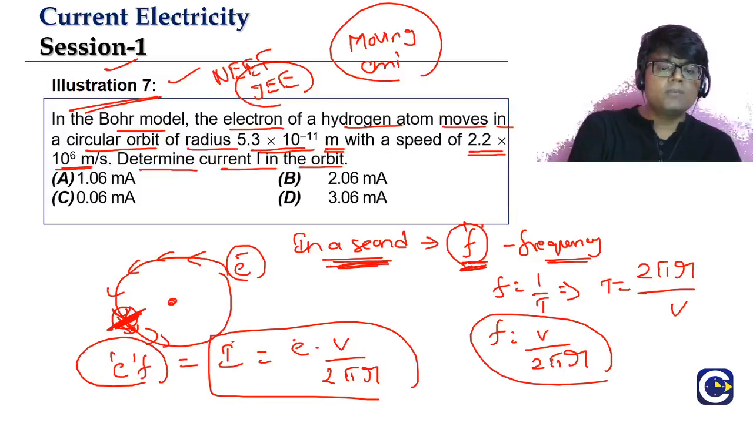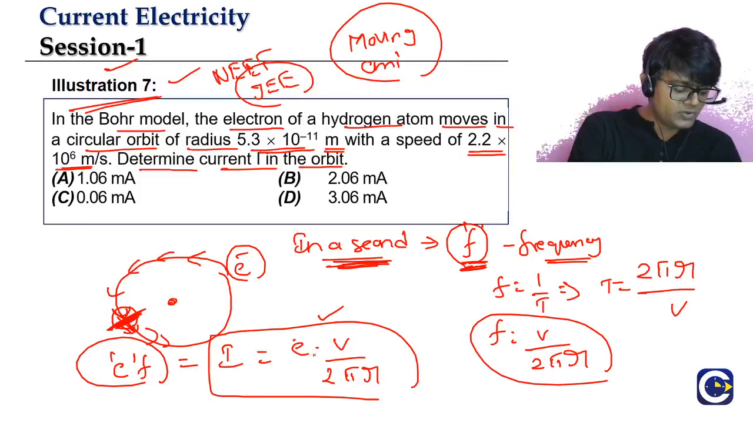So current is going to be the charge value multiplied by how many times it is crossing through that point per second. E into F, so E into V by 2 pi r. That is the current. So look at this, guys. Is anyone able to get the answer?